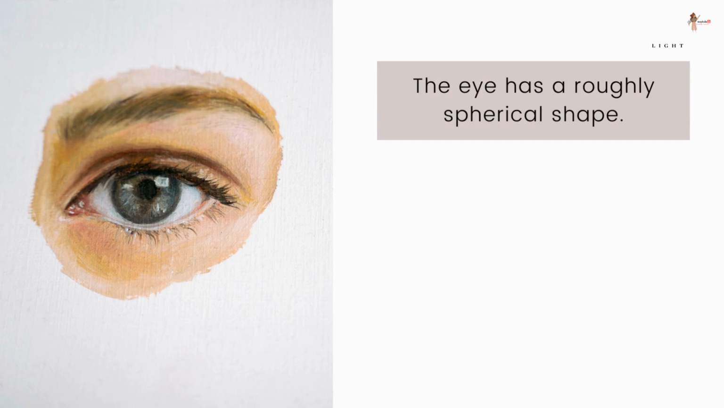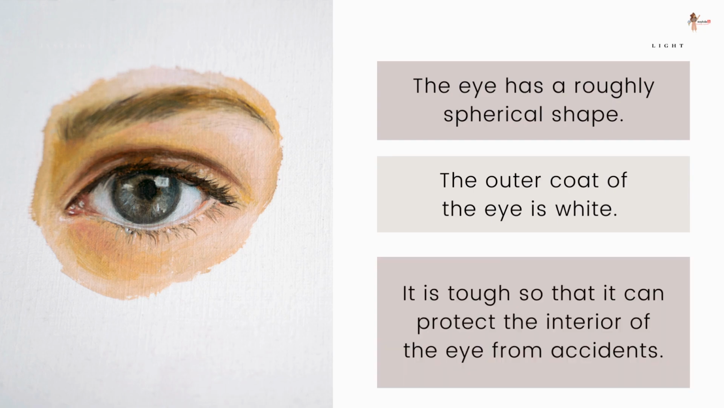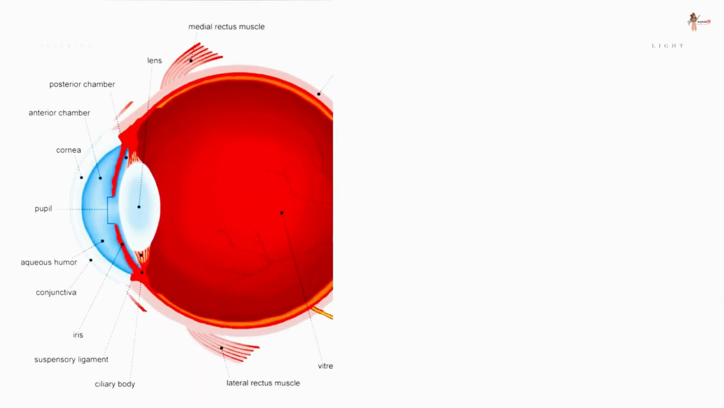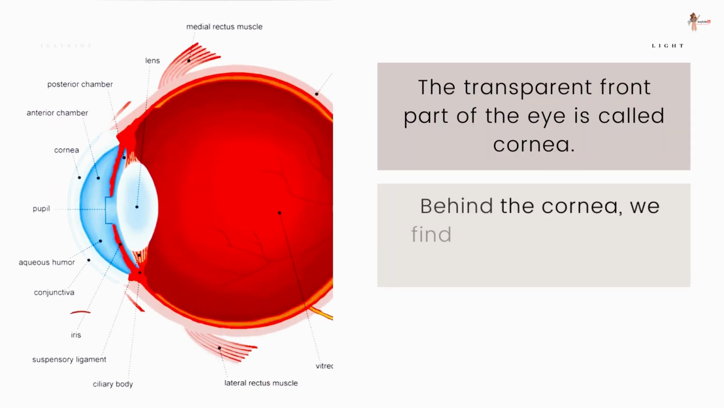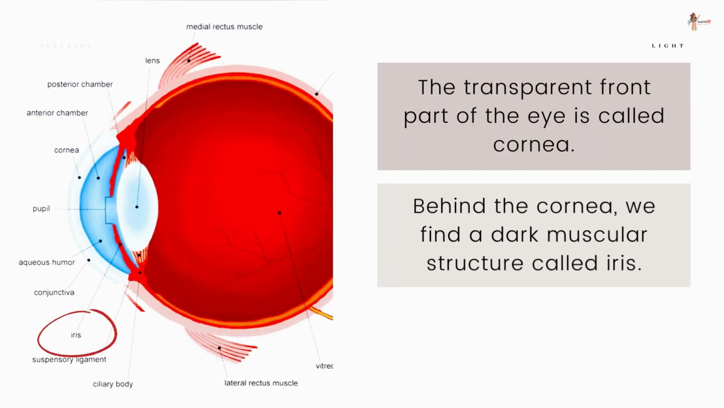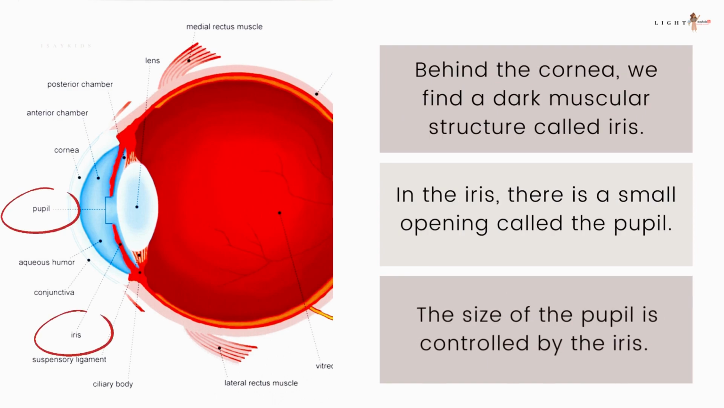The eye has a roughly spherical shape, as we all know. The outer coat of the eye is white. It is tough so that it can protect the interior of the eye from accidents. Its transparent front part is called cornea. Behind the cornea, we find a dark muscular structure called iris. In the iris, there is a small opening called the pupil. The size of the pupil is controlled by the iris.